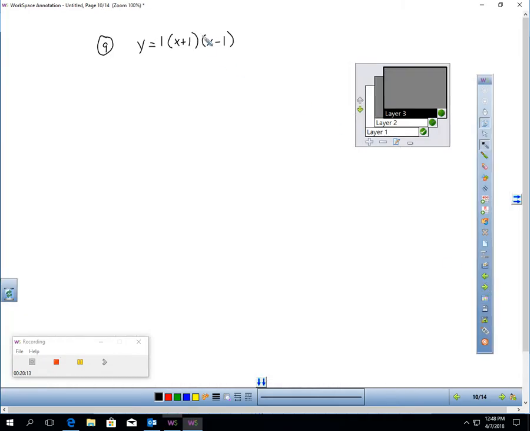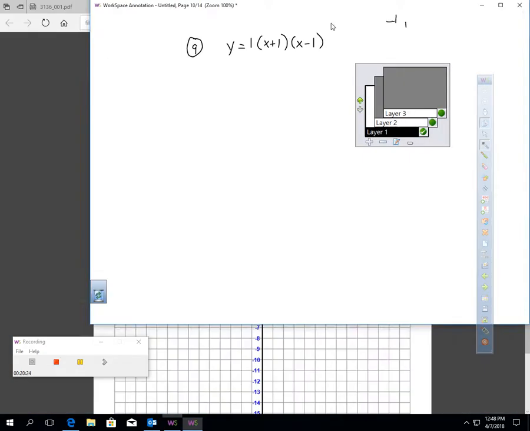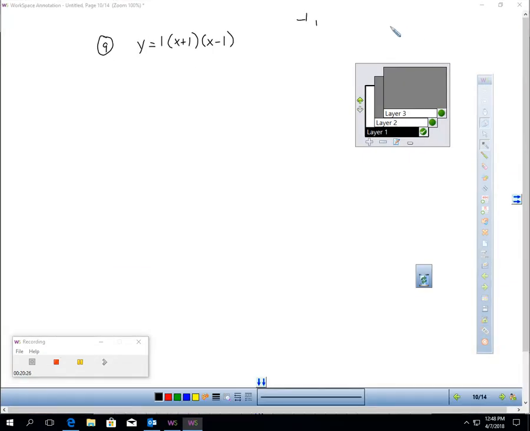In number 9, they wanted me to write a function in intercept form. They told me the intercepts were negative 1 and positive 1. So remember, I got to write this backwards from what it looks like. Okay, so I made a 1, this is for negative 1, there's for positive 1. There would be an equation in intercept form for that quadratic.